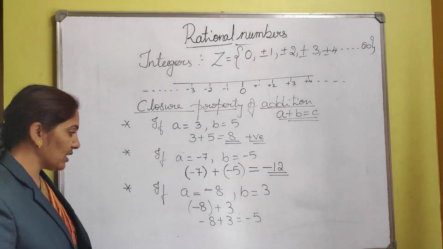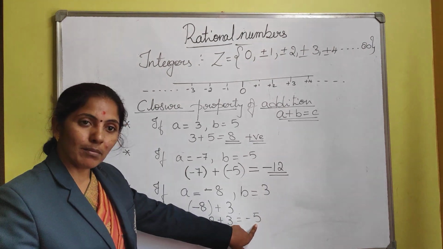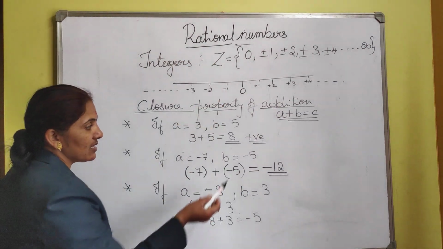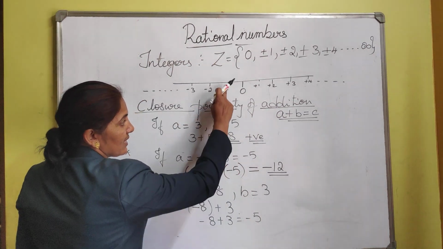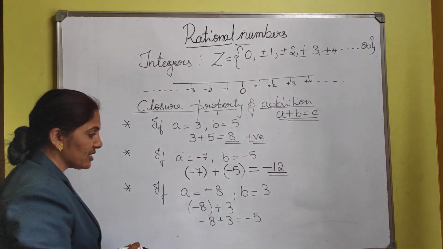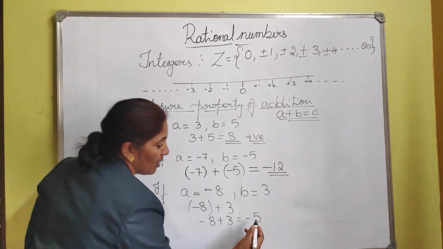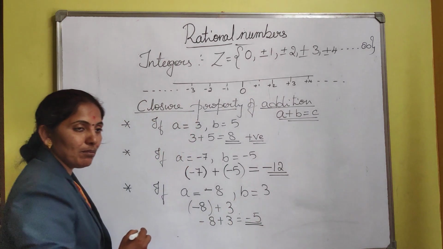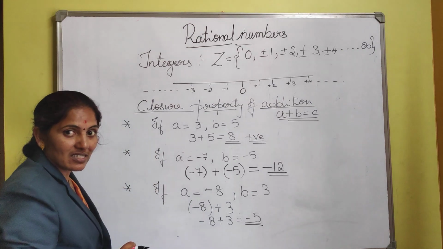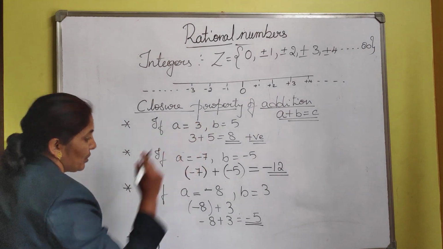You can observe one more thing here. Minus 8 plus 3, the sum is again minus 5. Minus 5 is an integer. See, 8 is an integer, minus 12 is an integer, minus 5 is also an integer. When we find the sum of a negative number and a positive number, we get a negative number, and still this negative number is an integer.